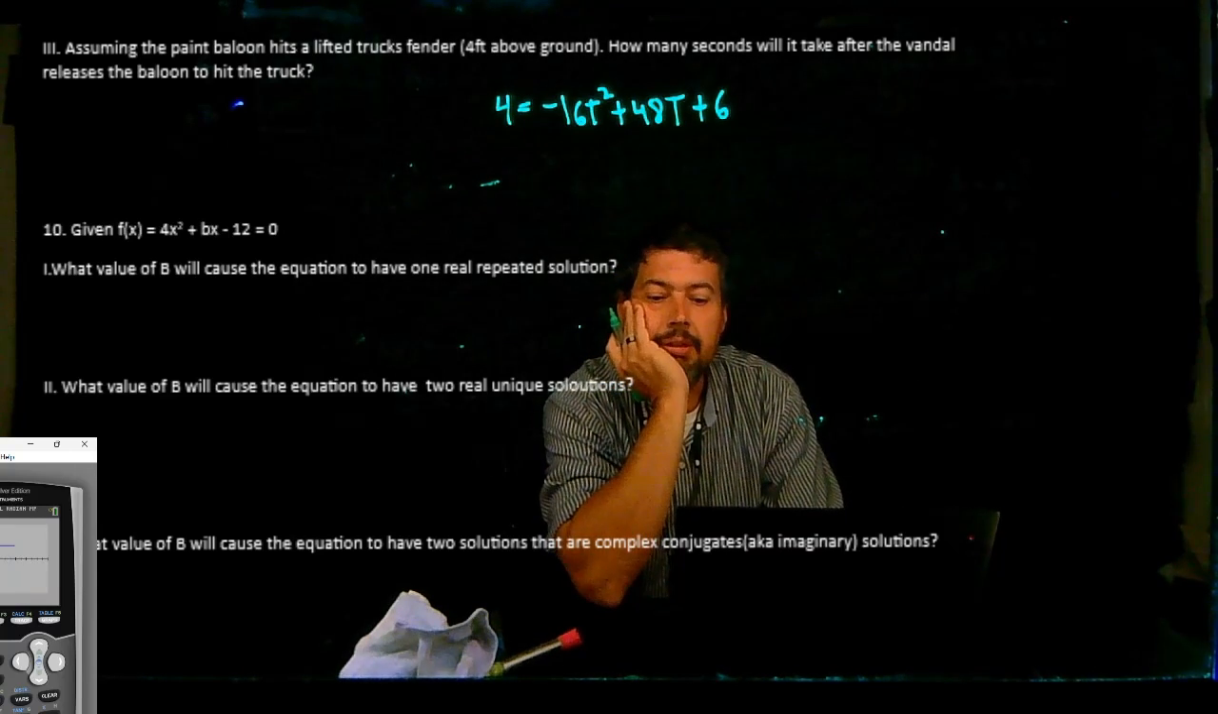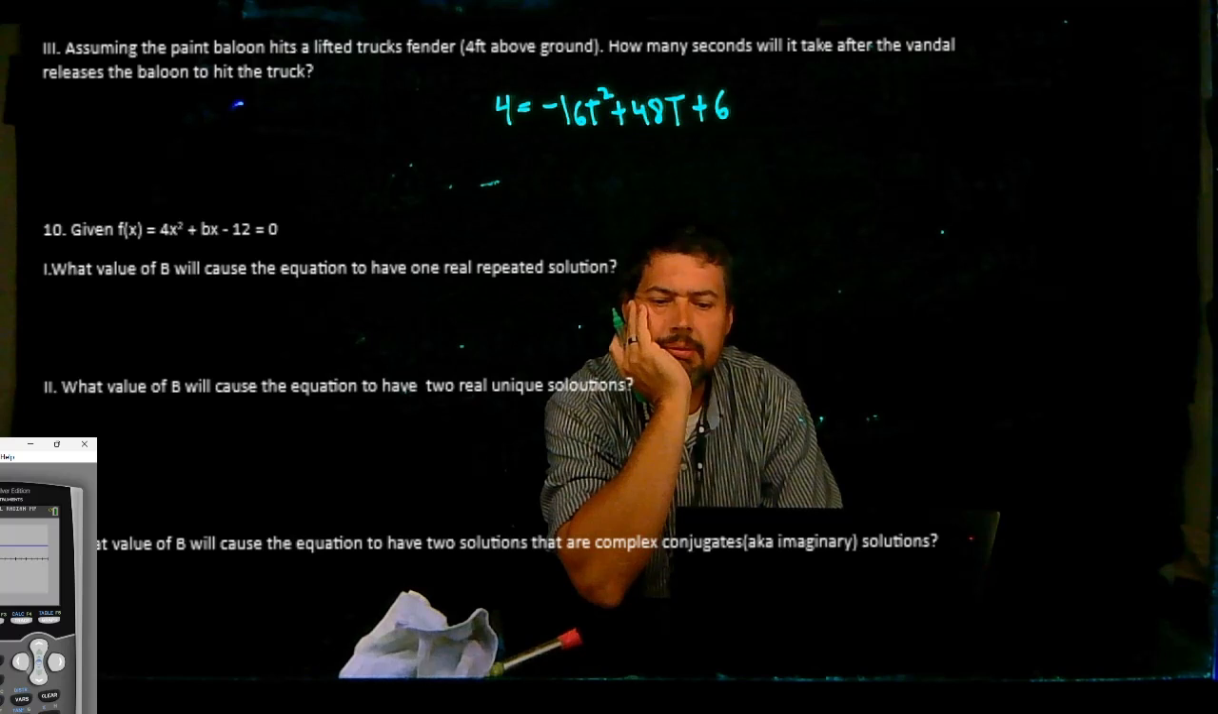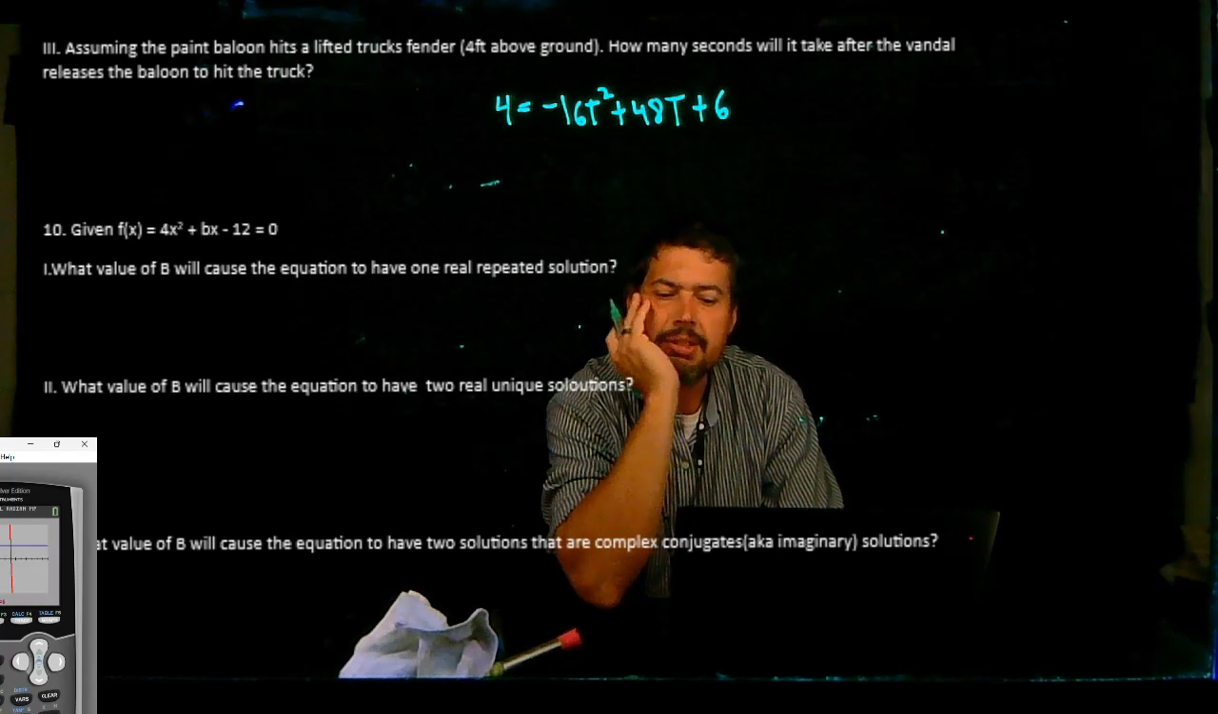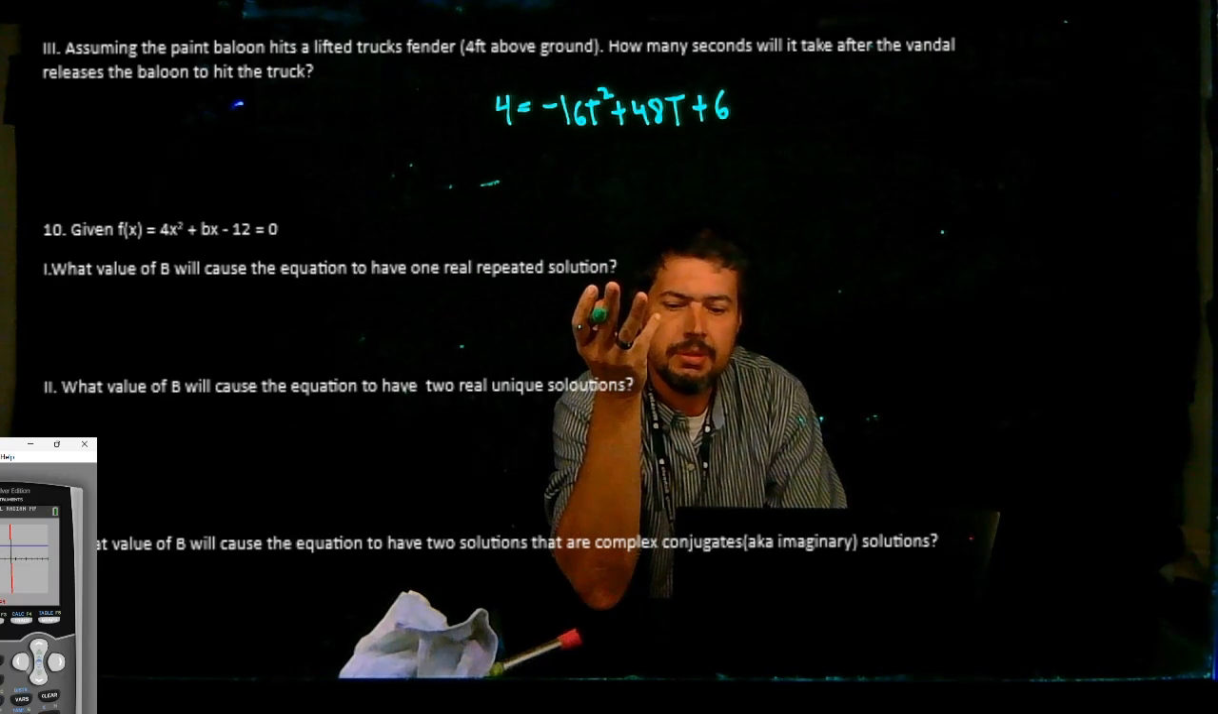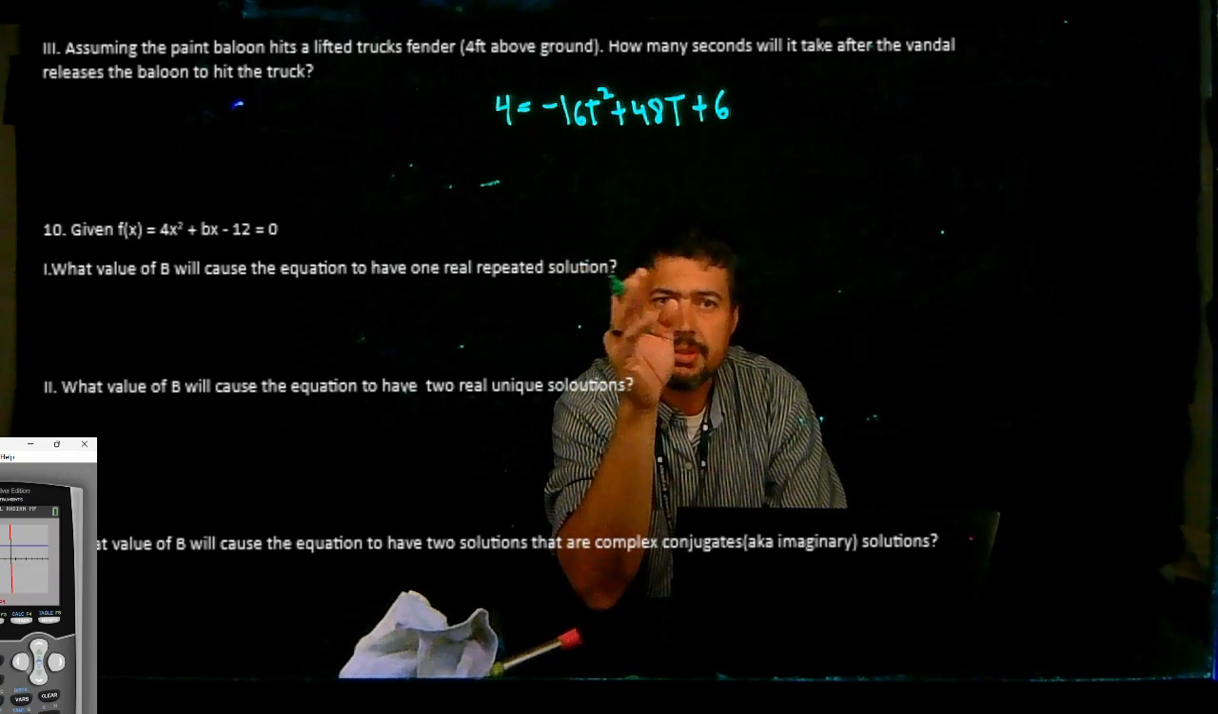So here you'll see the 4 foot. We saw enough. So I want to know when it hits 4 feet. You're probably going to have a negative answer here. Second trace 5 for intersect. There should be a negative answer here that doesn't make any sense. You just get close, you press enter 3 times. And that's a negative time, which is extraneous.